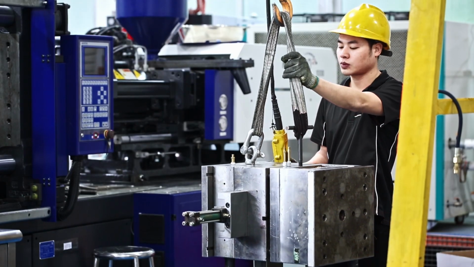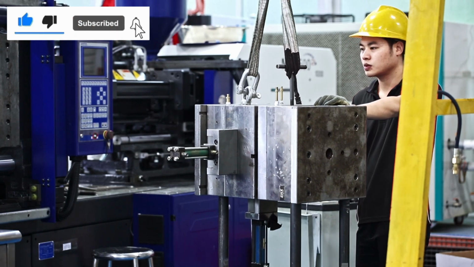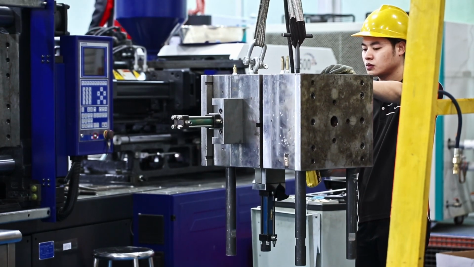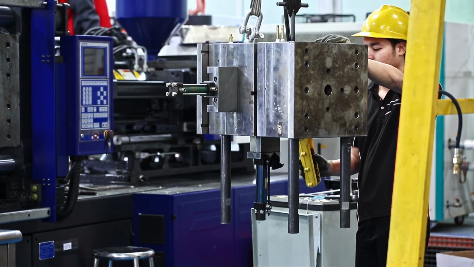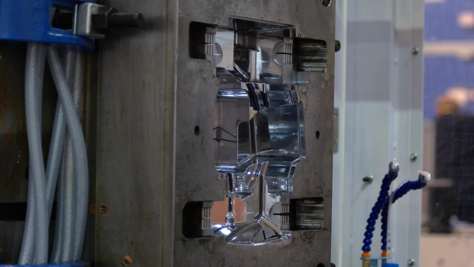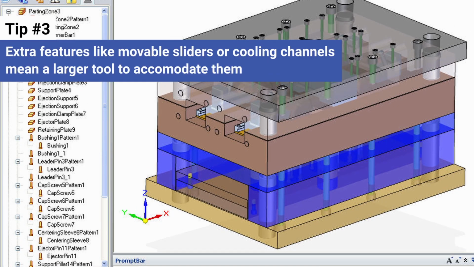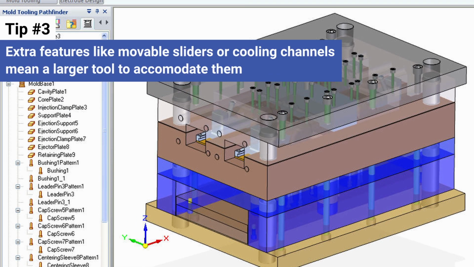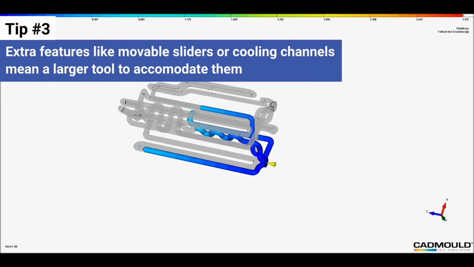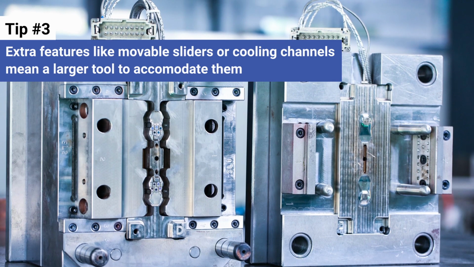This is fairly straightforward and is contingent on the size of the finished part, especially if the tool is a single cavity. A larger tool would consume more raw material, hence it's more expensive. But bear in mind, the size of the tool isn't always in direct proportion to the size of the finished part. It's also affected by any additional features that need to be added to the tool, like movable sliders or complex cooling channels. Extra features usually mean a larger tool to accommodate them.